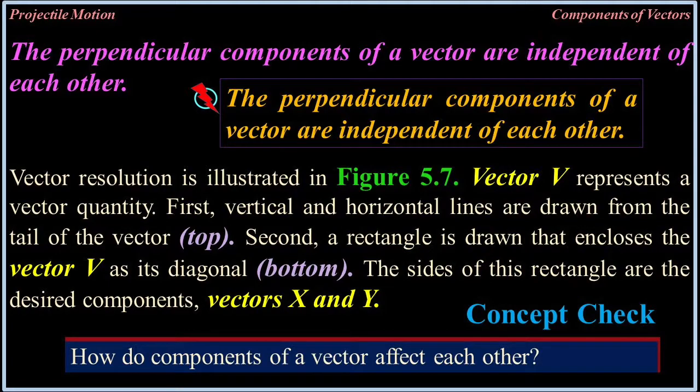Vector v represents a vector quantity. First, vertical and horizontal lines are drawn from the tail of the vector. Second, a rectangle is drawn that encloses the vector v as its diagonal. The sides of this rectangle are the desired components, vectors x and y. How do components of a vector affect each other?